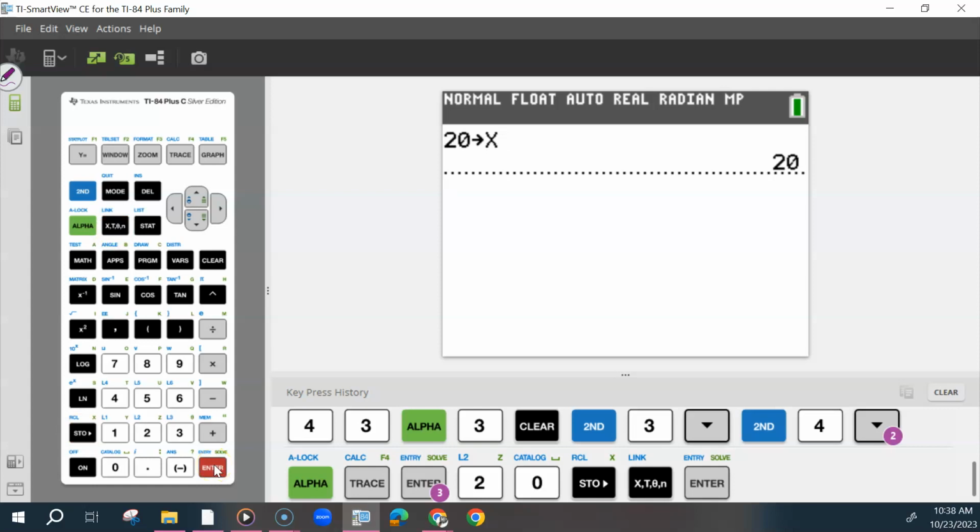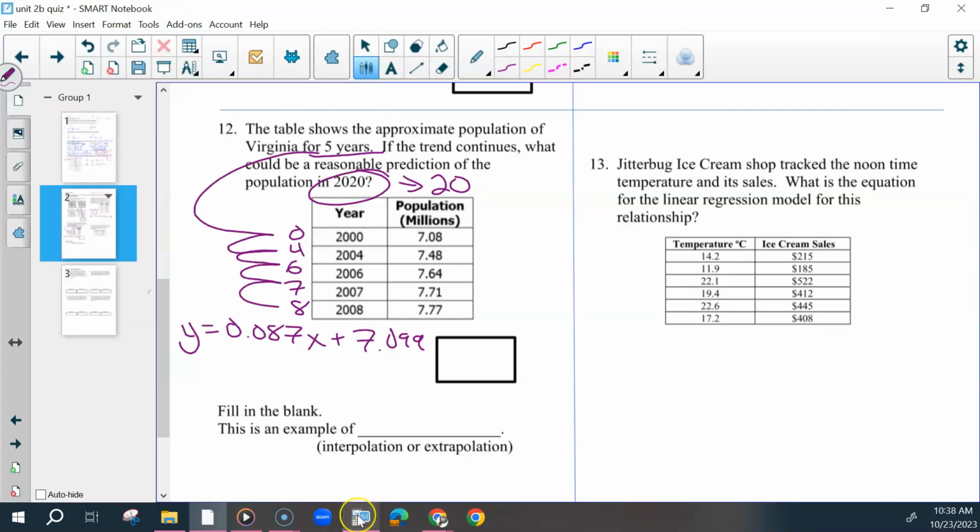And then grab the equation, alpha trace, to get 8.84. And you're going to put m in millions, up to you. Then you also had to answer, was this interpolation or extrapolation? 20 does not fall in this, so it should have been extrapolation. So that one was 3 points.